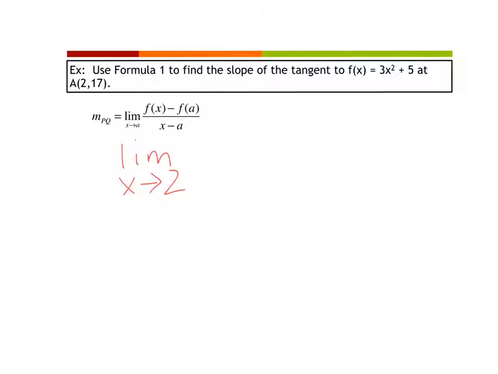Just I don't think I mentioned it earlier and maybe people didn't notice, but this formula is just the slope formula. Up top, it's the difference between the y values, and on the bottom, it's the difference between the x values. Okay, that's it. So just so that you realize. Okay, so our x is approaching 2. f of x is just 3x squared plus 5, minus f of a, which is f of 2.